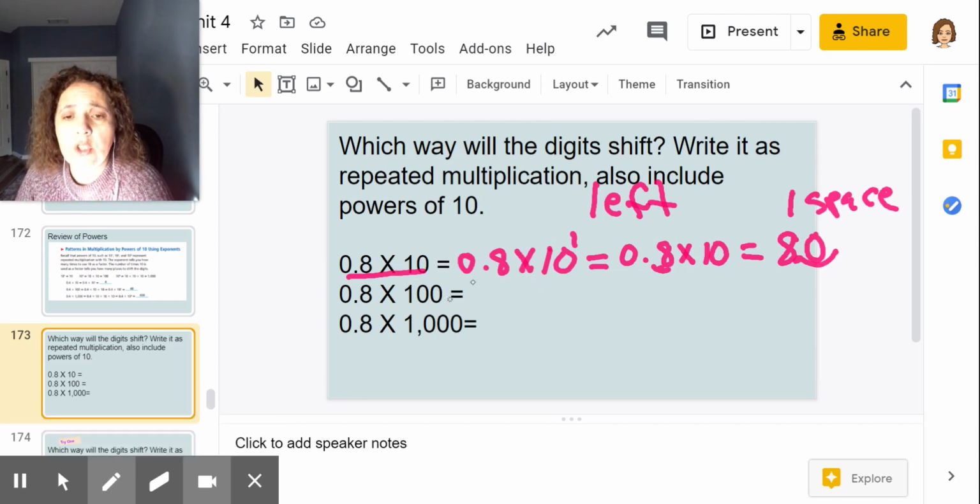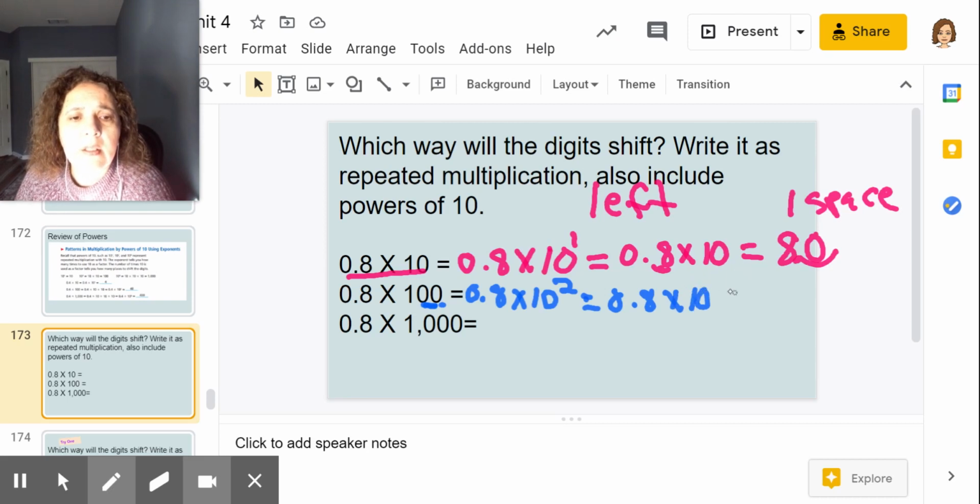8 tenths times 100 can be written as 0.8 times 10 to the second power, because I have 2 zeros, right? And if I do repeated multiplication, that's the same thing as 0.8 times 10 times 10. That's my repeated multiplication, right? Which is equal to, ignore the decimal, think of it as 8. 8 times 100 is 800, good.